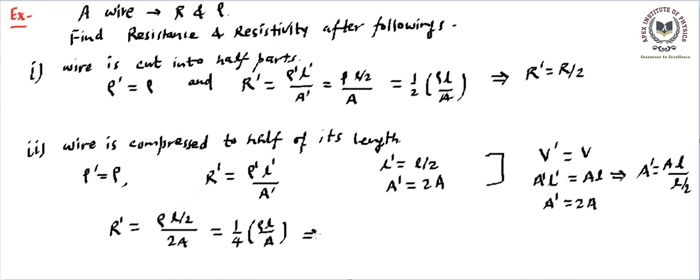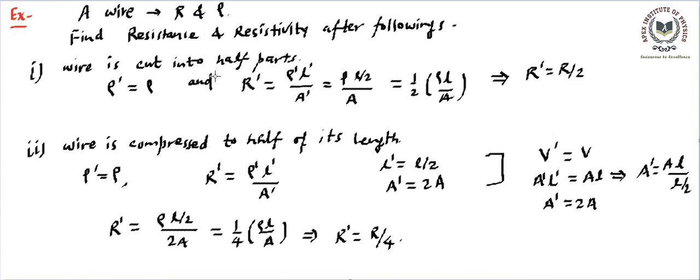So we will be finding it as new resistance is equal to old resistance by 4. I hope you have caught the crux point. When we are compressing to half, the answer is R by 4. When we are cutting it into half, the answer is R by 2. There's a difference, and the difference is because of the area involved. Making sense? So we need to keep in mind which term has been used, whether it has been cut down or it has been compressed.